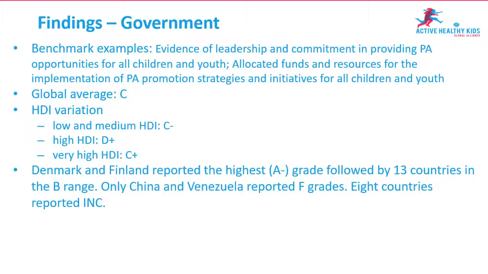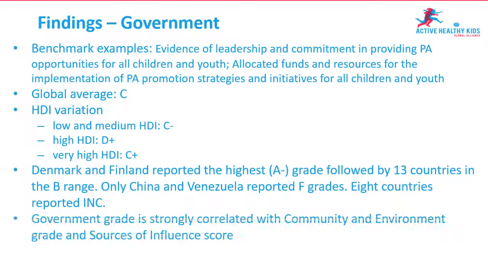Denmark and Finland reported the highest grade of A-, followed by 13 countries in the B range. Only China and Venezuela reported F grades. 8 countries reported incomplete. The government grade is strongly correlated with community and environment grade and the sources of influence score overall, if we add together the family and peers, school, community, and the built environment.